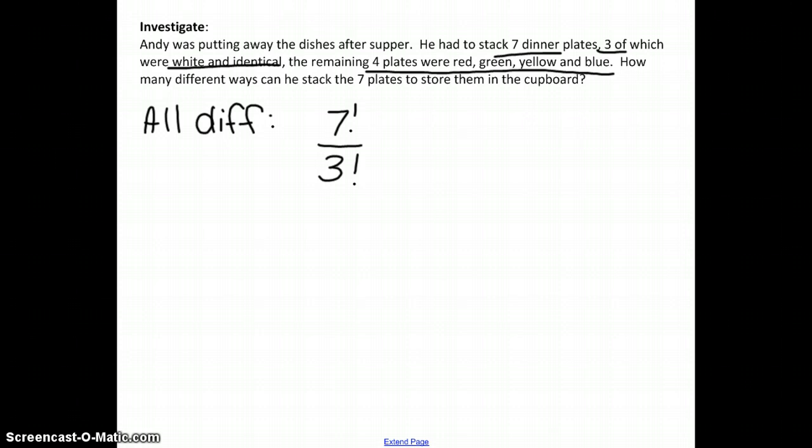So all you do for these ones is you take the total number, divide it by the number repeating with their factorials. So 7 factorial could be rewritten as 7 times 6 times 5 times 4 times 3 factorial over 3 factorial. And then our 3 factorials cancel, so 7 times 6 times 5 times 4 is 840.